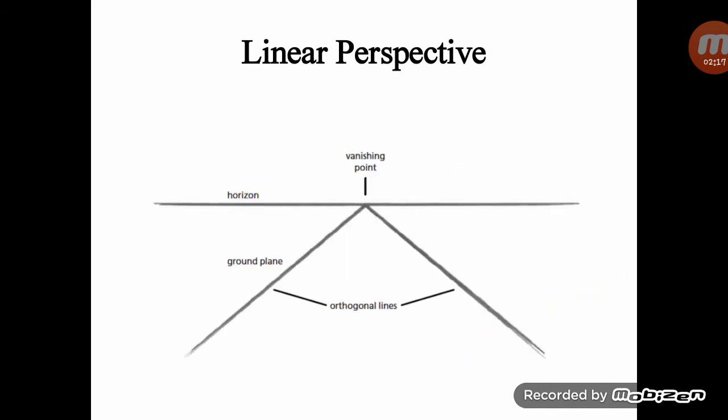The three components essential to the linear perspective system are orthogonals, which means parallel lines, the horizon line, and a vanishing point.